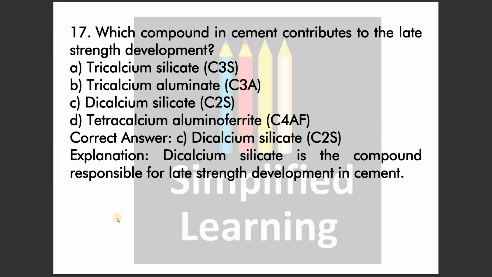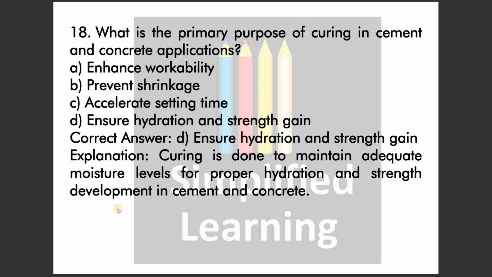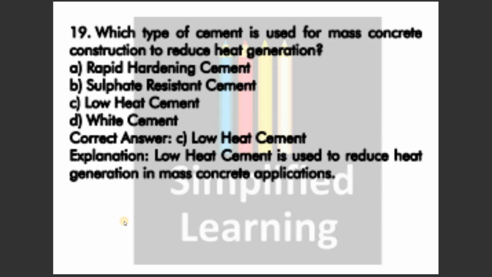Then, which compound in cement contributes to the late strength development? See, the late strength development is carried out by dicalcium silicate. Then, what is the purpose of curing in cement and concrete application? Why do we carry out curing? It is done to maintain adequate moisture level for proper hydration and strength development in cement and concrete. So the answer is to ensure hydration and strength gain.